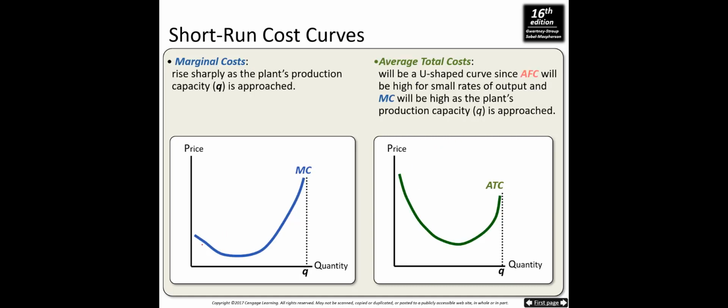Marginal cost, as we said first, decreases, reaches a minimum, and then increases. Average total cost follows a similar shape as marginal cost. It first decreases and then it increases.